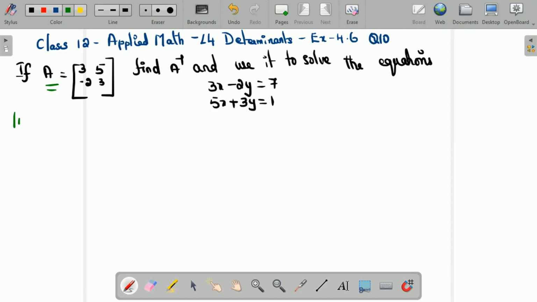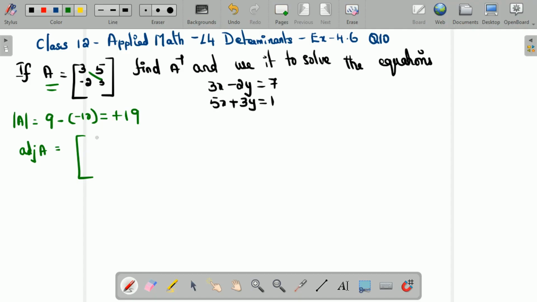The first step of that is the determinant of A. So the determinant of A in this case is 9 minus of minus 10, so it is plus 19. Now let's compute the adjoint of A. Since it's a 2 cross 2 matrix, we can directly write it.